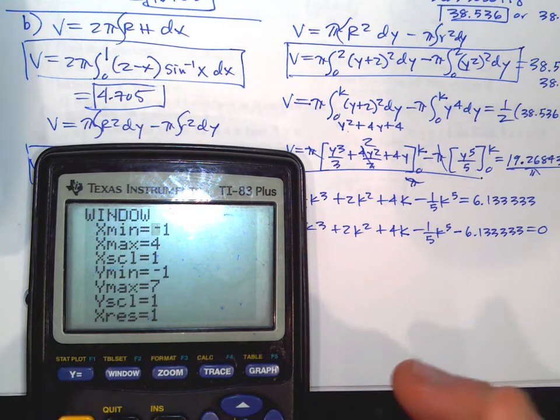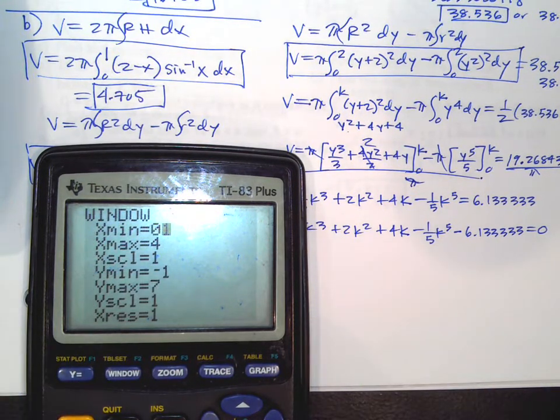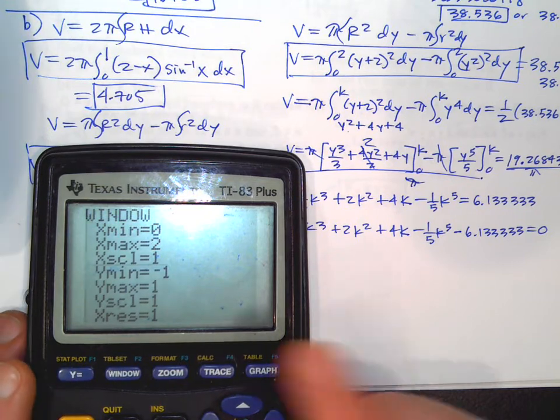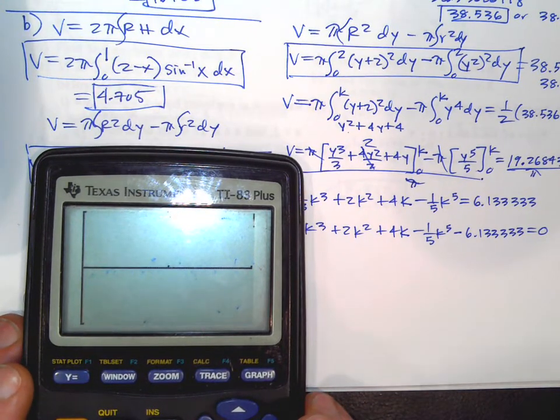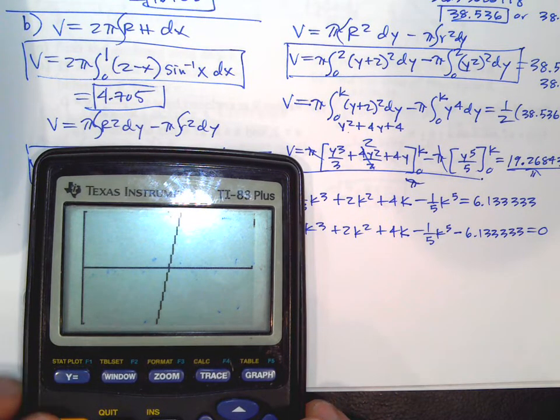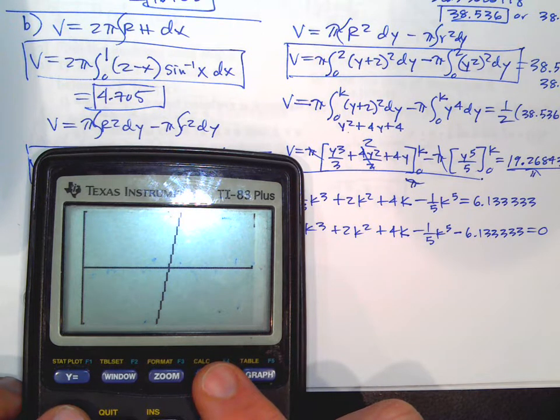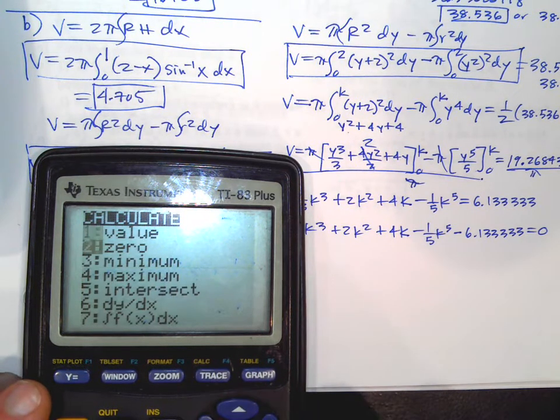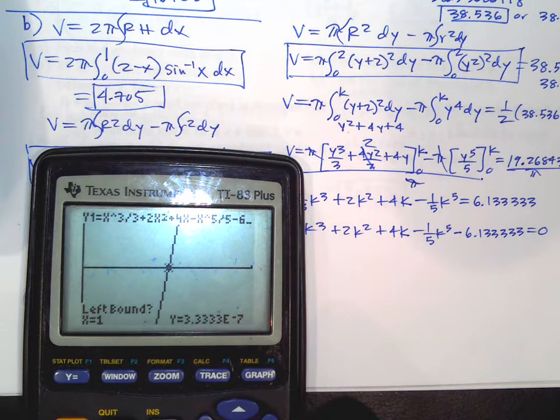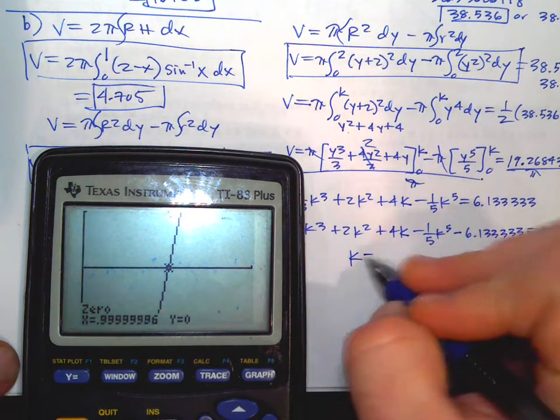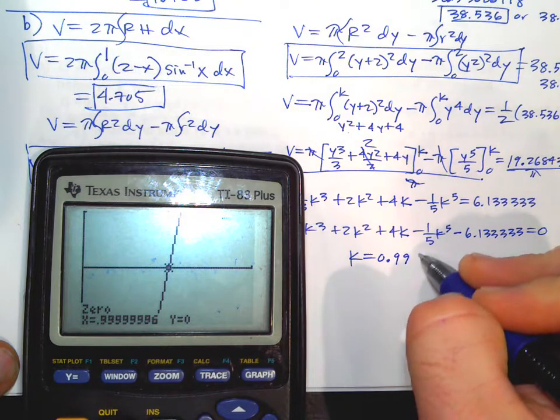For the window, we're looking for it to be between 0 and 2, because that's as high as the function goes, and we just want to find the x-intercept. So we're going to graph it. Should get one answer. There it is. Now we're going to find the 0, so I can calculate 0. I want to say 0.5 to 1.5, guess 1. Ooh, it looks like it's actually supposed to be exactly 1 if we did everything perfectly.